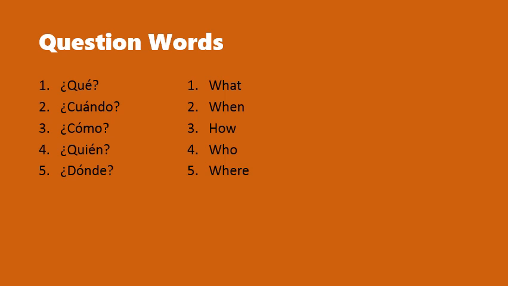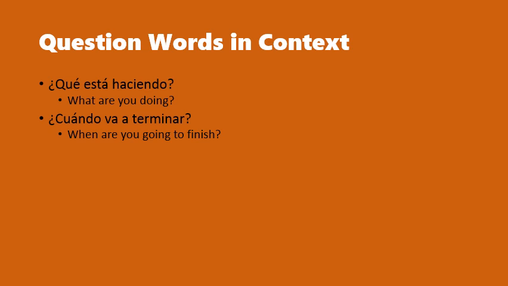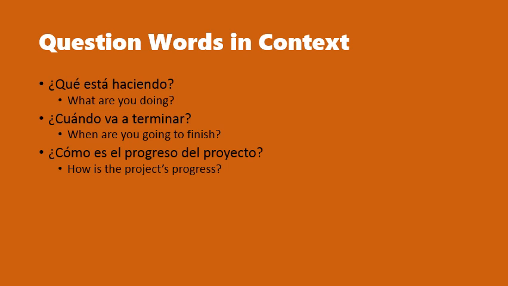So now let's put it into context. Let's apply it to something we would have happen in real life. So, número uno, I didn't put a number, but anyway. ¿Qué está haciendo? What are you doing? So I imagine if there's a worker doing something and you just want to have an idea of what that is, it looks kind of off, you may want to ask them, what are you doing? ¿Cuándo va a terminar? When are you going to finish? With construction and everything in life, we want to know when something's going to be completed.